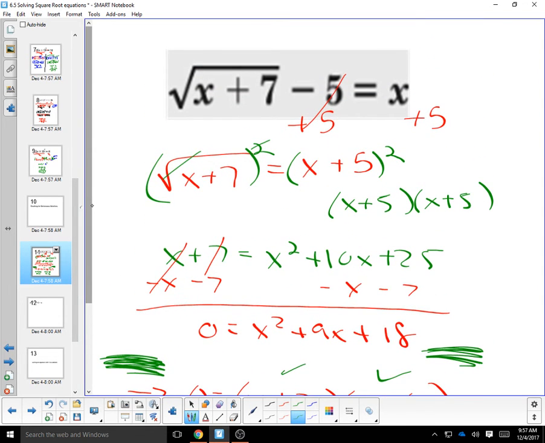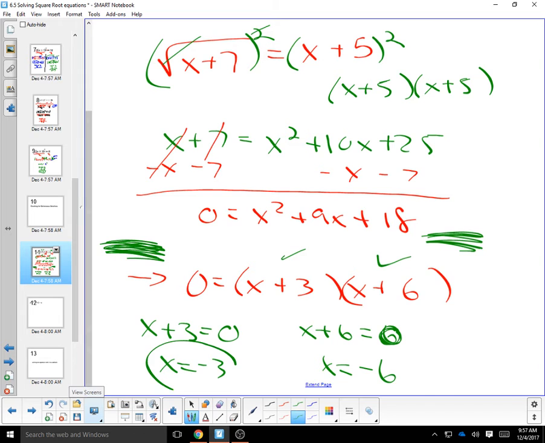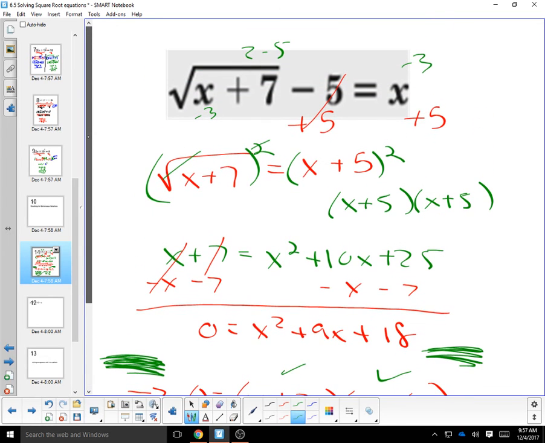Okay? So let's see here. Let's start with the -3. That's going to give me 4. Square root of 4 is? 2. It's 2? So 2 minus 5 should give me -3. Does it? It does. So it works, right? So we say right here, yay! Now let's check the other one. The other one should be -6.